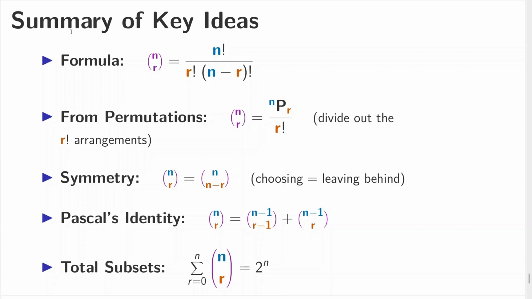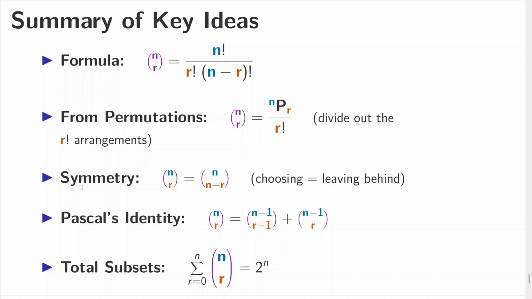Let us take a quiet moment to review our summary of key ideas. Our main formula is n choose r equals n factorial divided by the product of r factorial and n minus r factorial. We derived this directly from permutations, where n choose r equals n pr divided by r factorial, mathematically dividing out those extra r factorial arrangements.